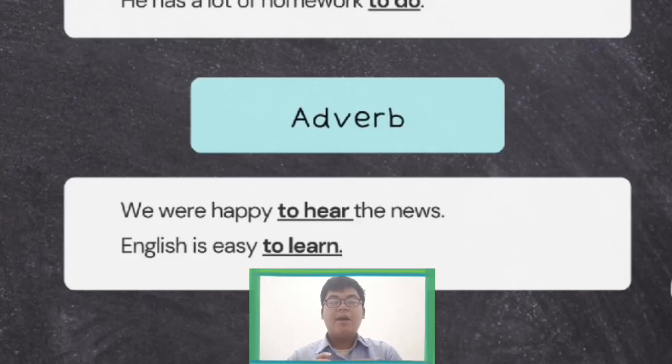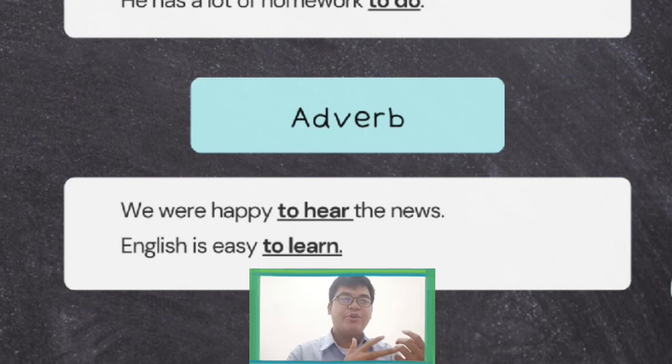So, to infinitive as an adverb modifies an adjective. For example, in this sentence we have: We were happy to hear the news. We as a subject, were as a verb, happy is an adjective, and the to infinitive, to hear, in the sentence is a verb that modifies the happy or the adjective.